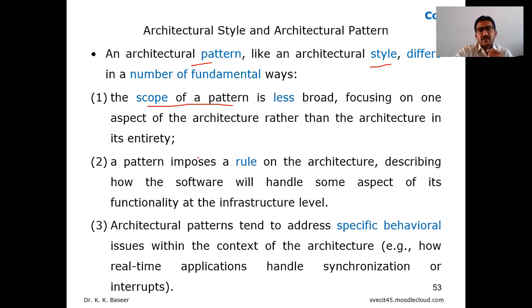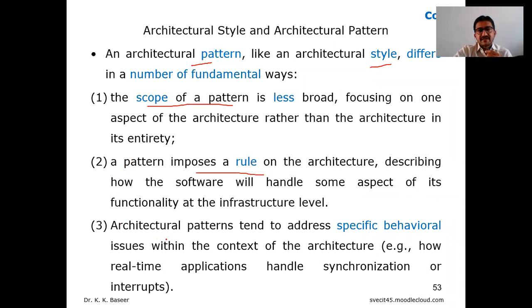A pattern imposes a rule on the architecture and determines how the software will handle some aspect of the functionality at the infrastructure level. Different types of patterns are available, though they are not in the syllabus. We have creational patterns, structural patterns, and behavioral patterns. On average, there are 28 plus different design patterns, and each pattern works based on a rule. But a style doesn't work like that.